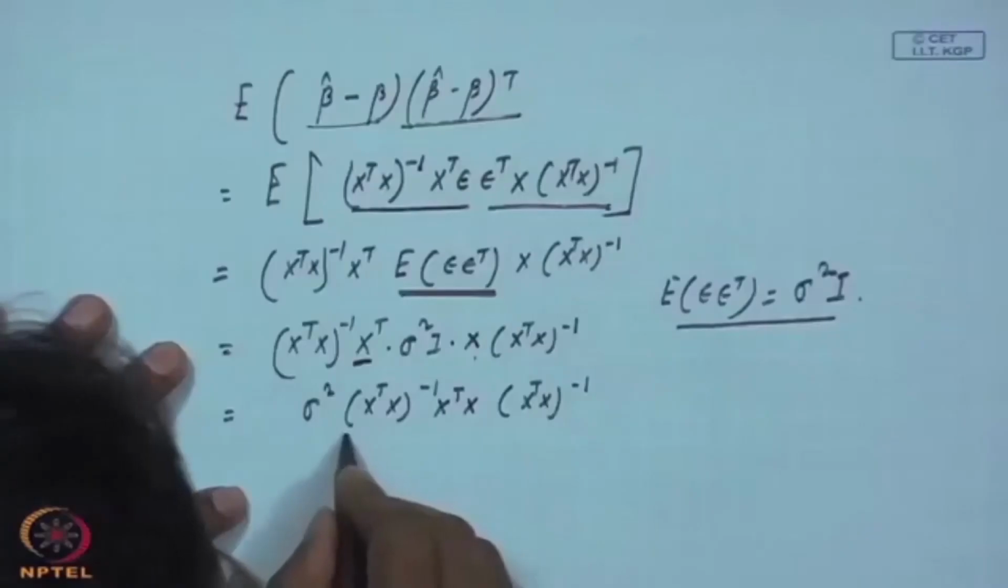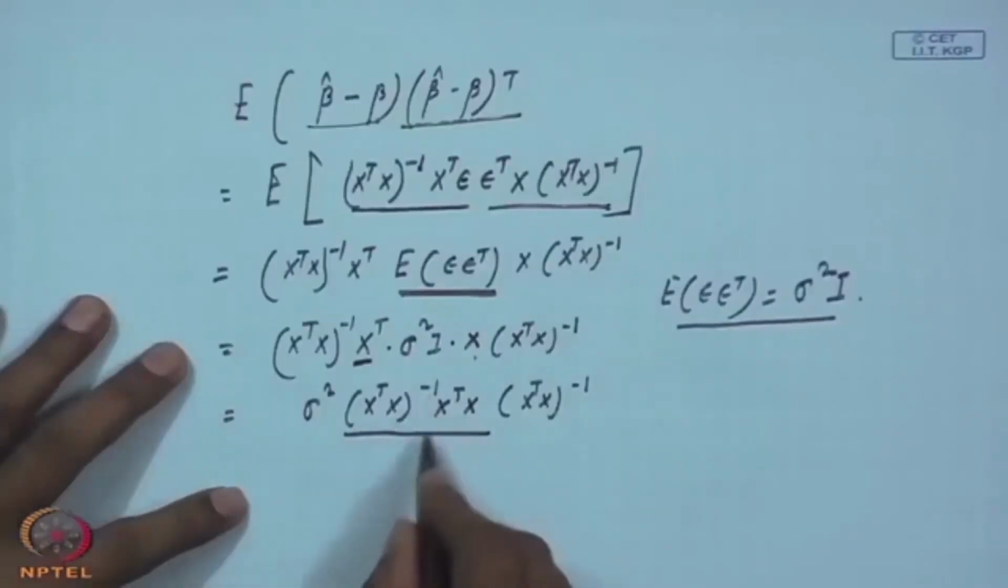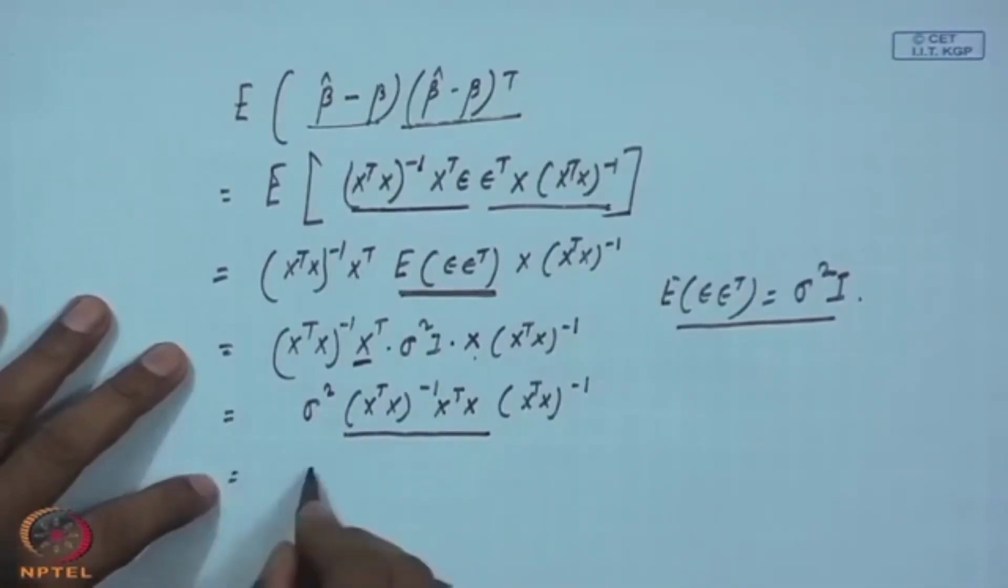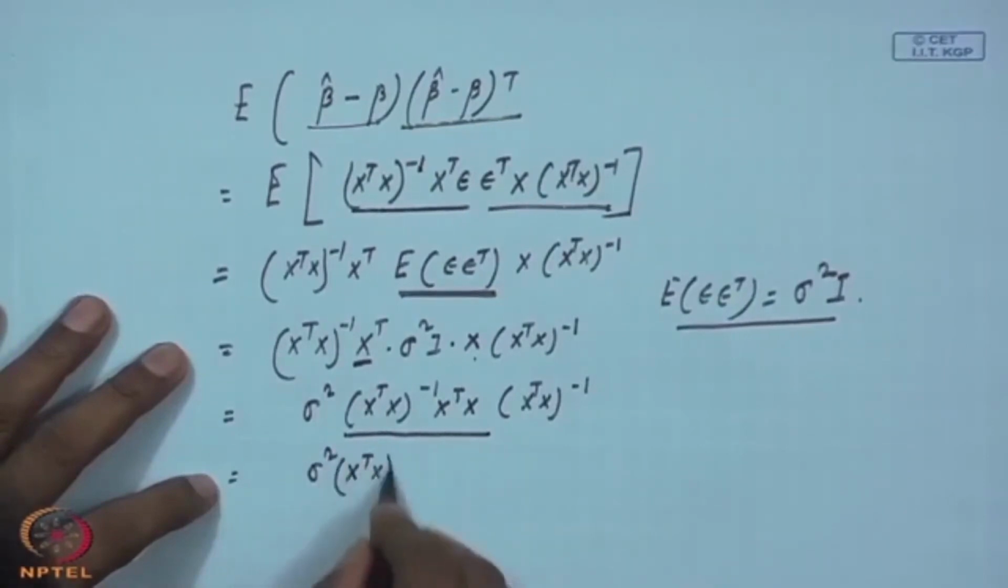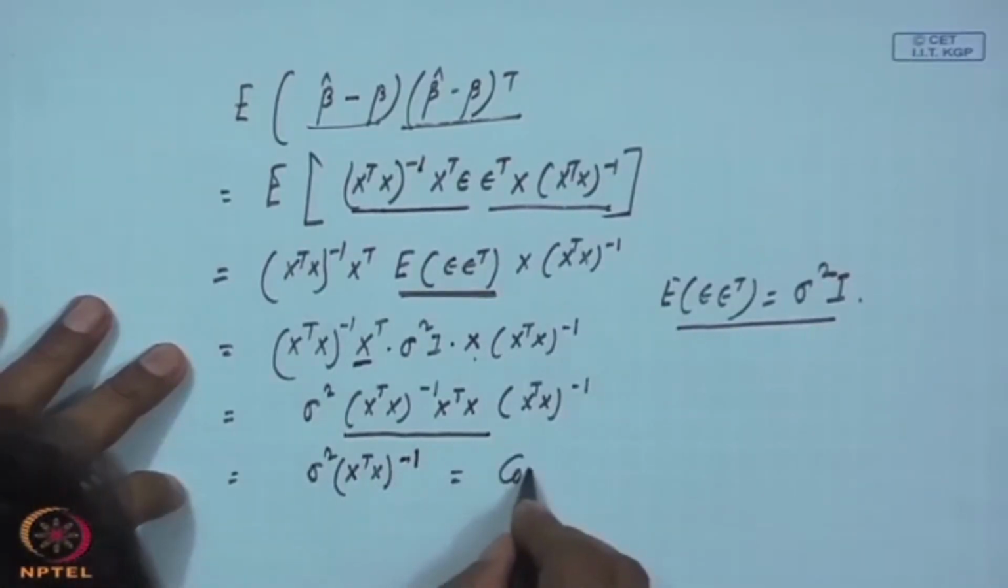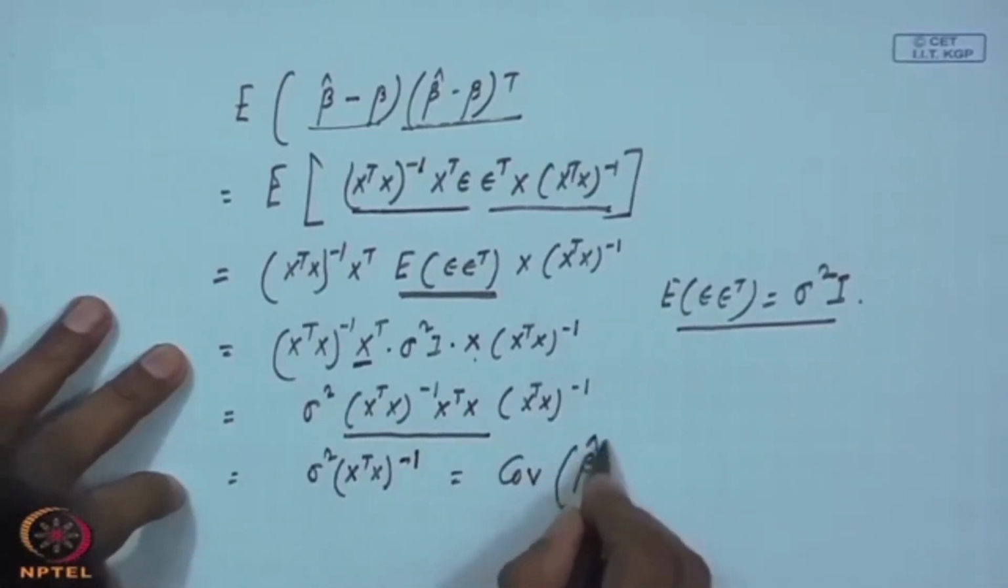So, what is this quantity then? (X transpose X) inverse X transpose X is again I. So, sigma square I is sigma square. So this will become sigma square (X transpose X) inverse. This is the covariance of beta cap.